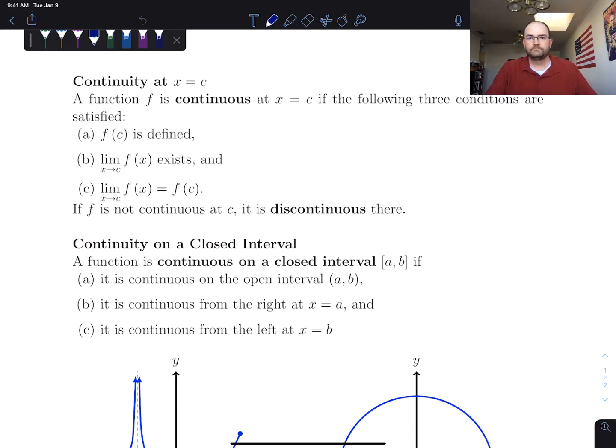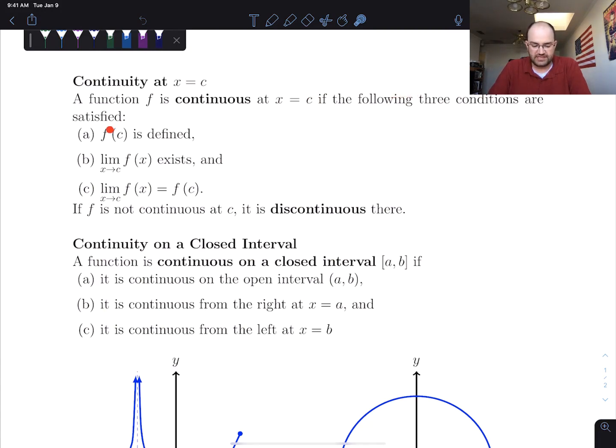Hello. In this video, we're going to go ahead and look at continuity. So we want to look at continuity at some value of x equals c. A function f is continuous at x equals some constant c if the following three conditions are satisfied.